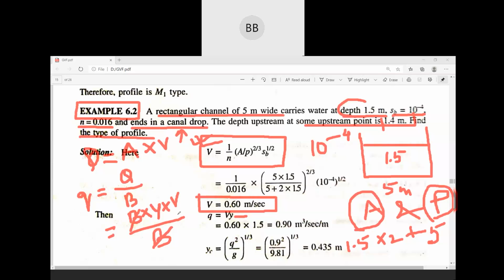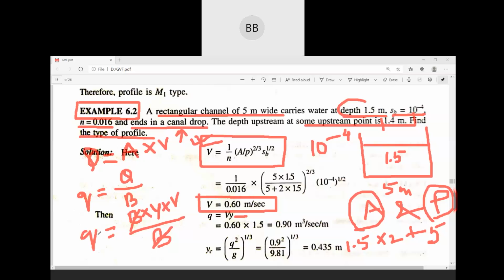So for a rectangular channel, you can directly write V into Y, or you can do it like this also, it's up to you. First you find out the discharge, and the width of the channel is already given. So you divide the discharge by the width of the channel, and you will get the small q value.